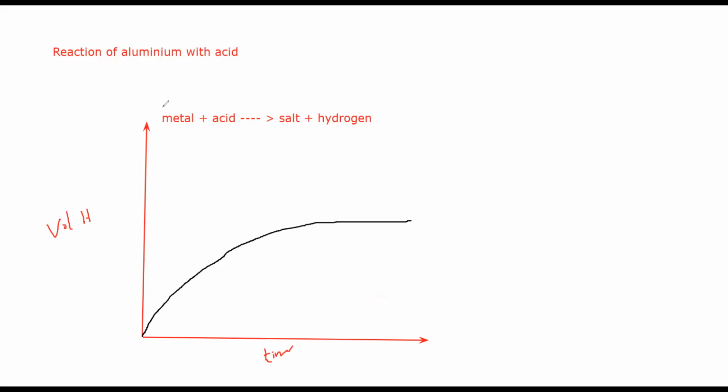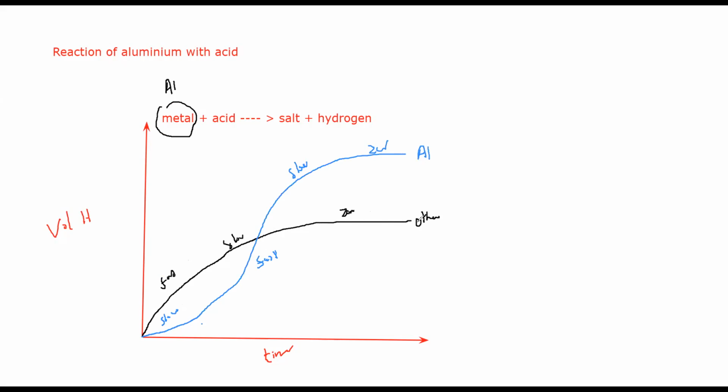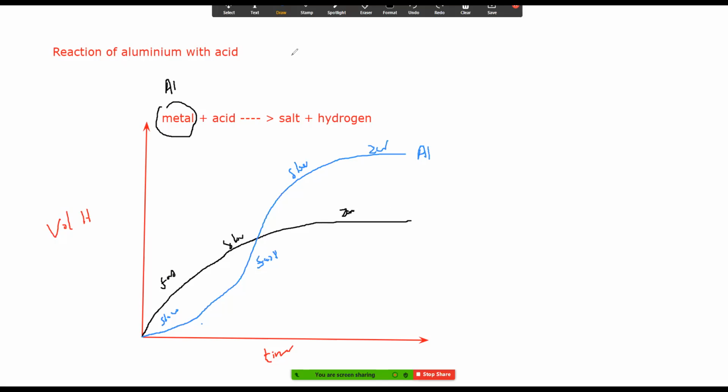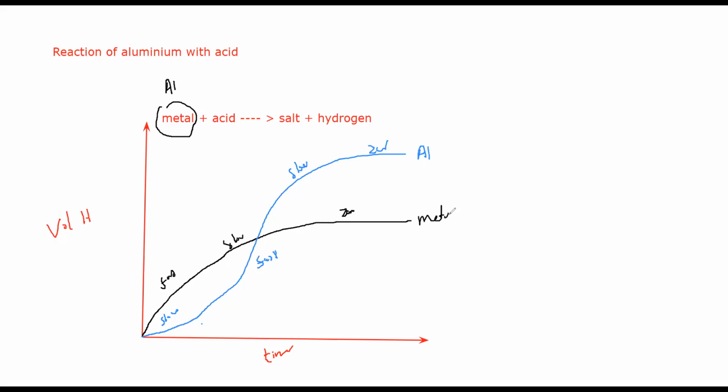But if this metal was specifically aluminium, it will give salt and hydrogen, but the shape of the graph will be a bit different. It is like this. In the beginning it is slow, then it speeds up, then it becomes fast, and then again it slows down, and eventually it is zero. The blue line is representing aluminium and the black line is representing other metals. For other metals, in the beginning it is fast, then it slows down, and eventually it is zero. But with aluminium it is a bit different. Any idea why it is like this?